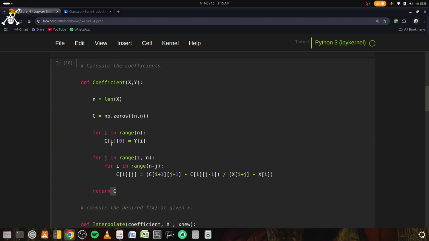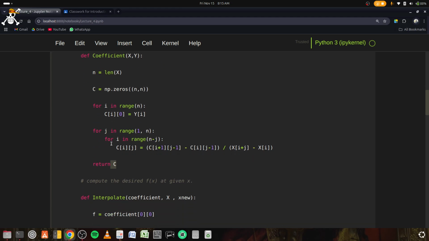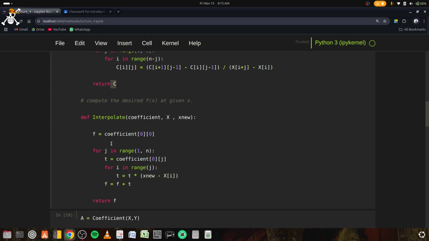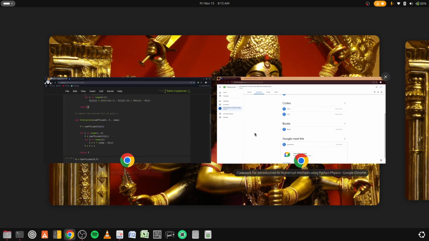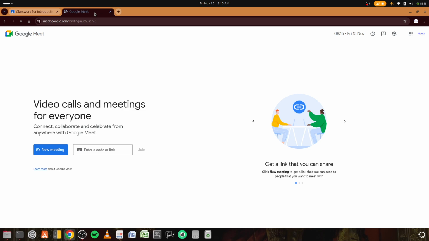And so, as you have created the coefficient matrix, then you have to define the interpolation function. Then you have to calculate the polynomial, right? Then you have to calculate the polynomial.